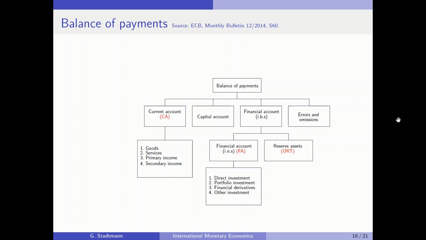Then what is important is the financial account. The financial account in the broader sense can be subdivided into the financial account in the narrower sense, which is abbreviated by FA, and then reserve assets. The financial account in the narrower sense is performed by private agents, so by private households or private companies, in case that they perform direct investment, portfolio investment, financial derivatives, or other investments. The financial account in the narrower sense will be used.